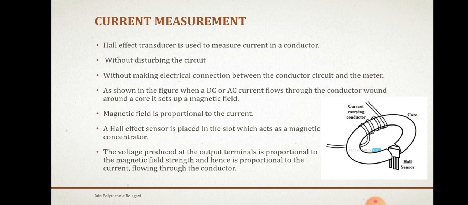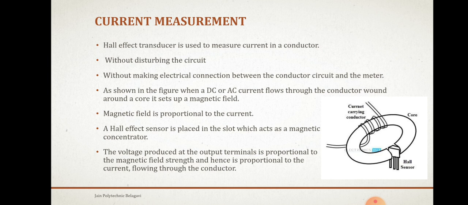The current carrying conductor is wound around the core. The magnetic field is proportional to the current, so whatever magnetic field is produced is proportional to the current. A Hall effect sensor is placed in the slot. You can see the Hall sensor placed in that particular slot.